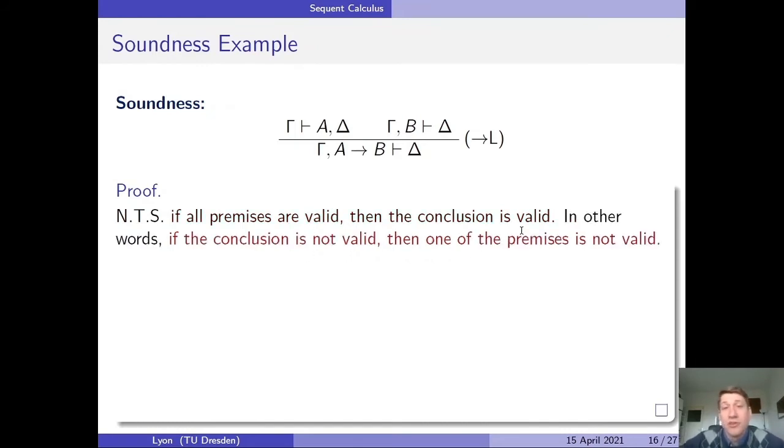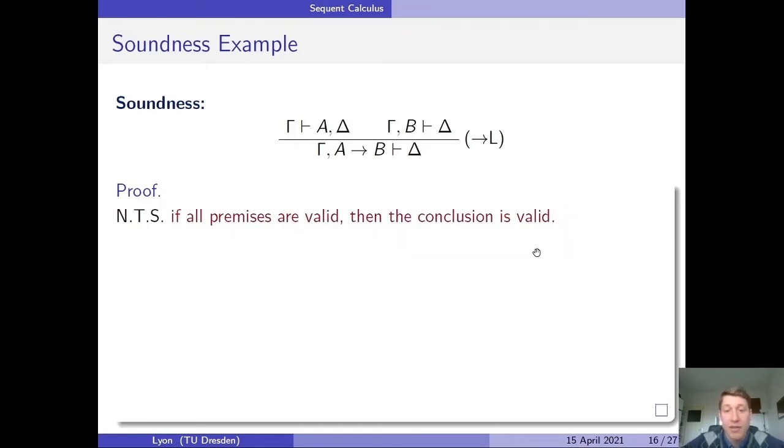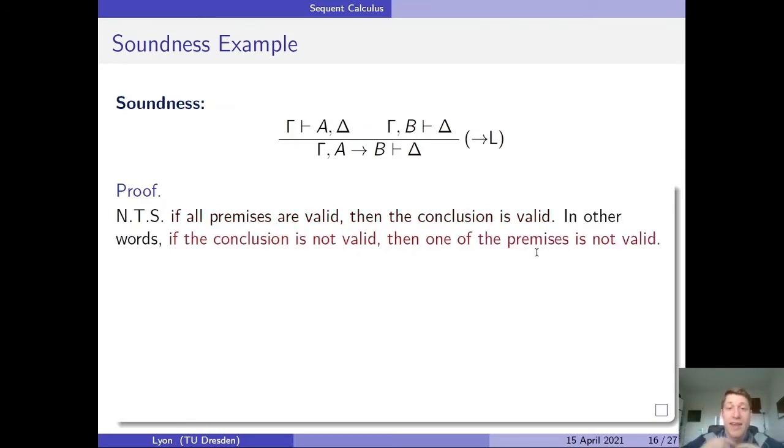Well, by contraposition, this is equivalent to saying that if the conclusion is not valid, then one of the premises is not valid. So it's just a matter of preference. You could prove the first claim, that validity is preserved downwards, or you could prove the second claim, which is equivalent, that invalidity is preserved upwards. It's just a matter of taste, but I like to prove that invalidity is preserved upwards. So that's the way that I'm going to prove that this rule is sound.